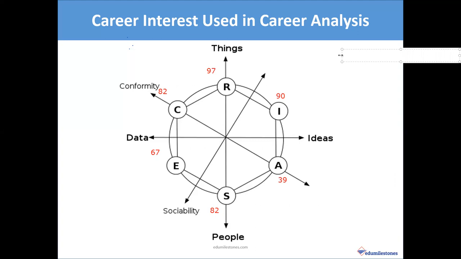Realistic is one. That's the R. Then we have I, Investigative. Then comes Conventional. Conventional, yes.